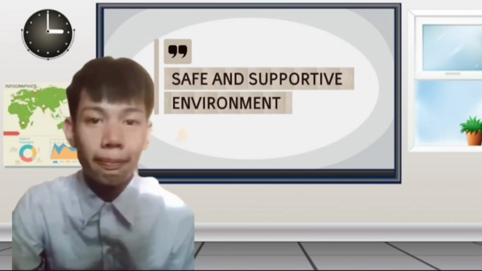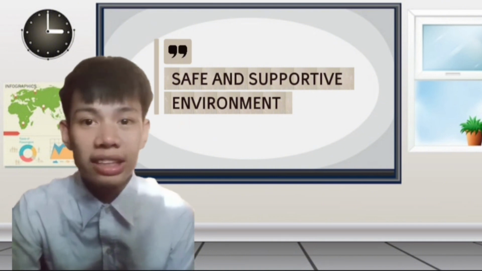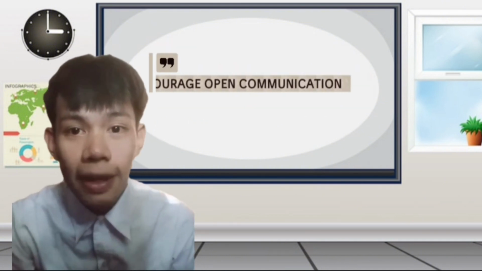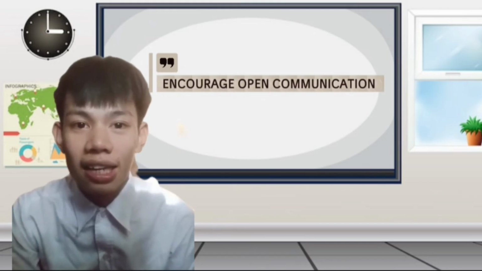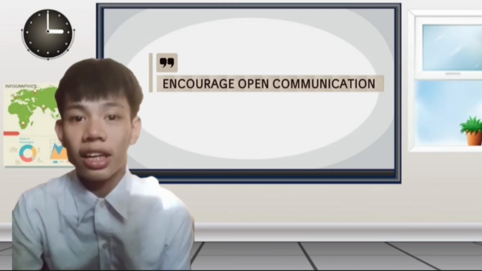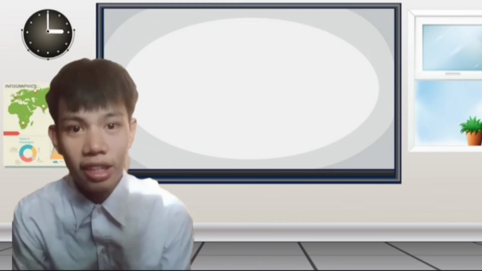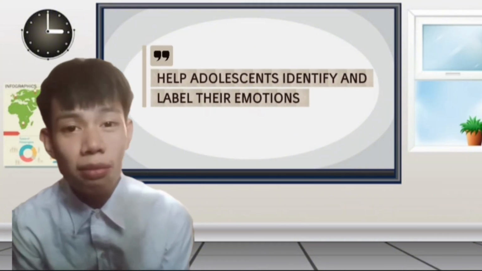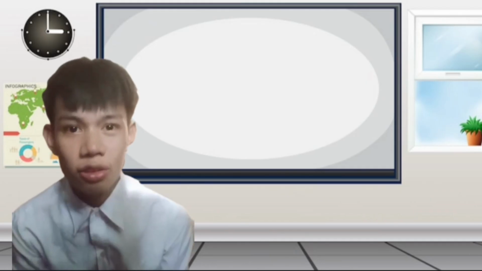Safe environment. Make home a place where teens feel secure to talk without judgment. Open communication. Listen actively and encourage sharing worries. Label emotions. Help teens name feelings like frustrated or excited to understand them better.